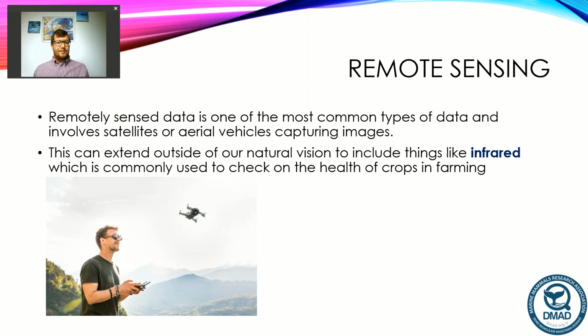And remote sensing doesn't just have to include our standard red, green and blue that we get in a normal camera. It can also include things like infrared, and this is really common when we're checking on the health of crops in farming. So this is stuff which is outside of our natural vision.